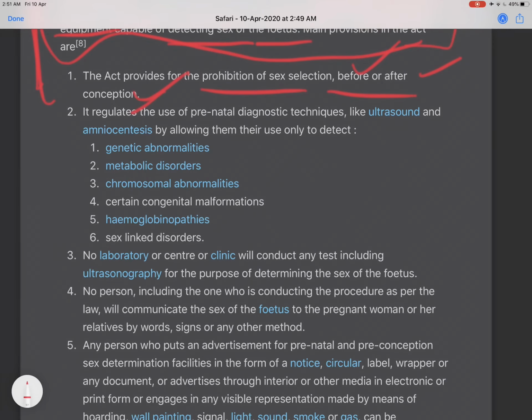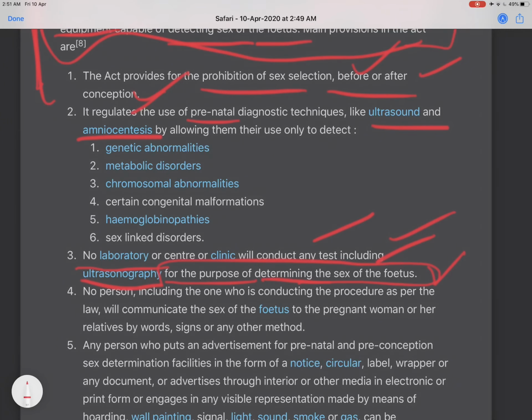It regulates the use of prenatal diagnostic techniques like ultrasound and amniocentesis. That's it. No laboratory or center or clinic will conduct any test, including ultrasonographic, for the purpose of determining the sex of the fetus. So look at this word here. For the purpose of determining the sex of the fetus is important, because otherwise ultrasonography and testing are still there, but the purpose is not to determine the sex.